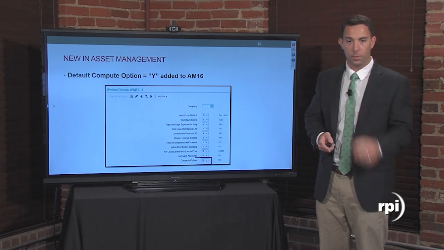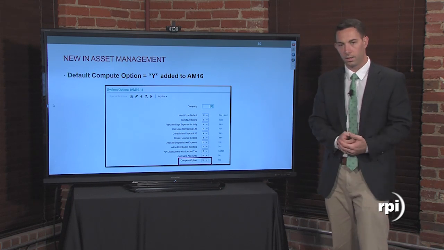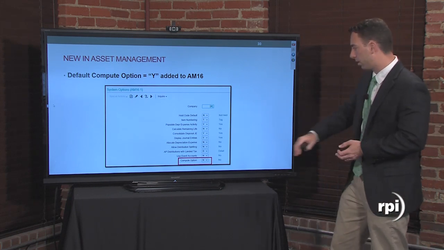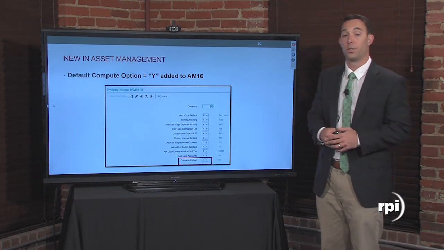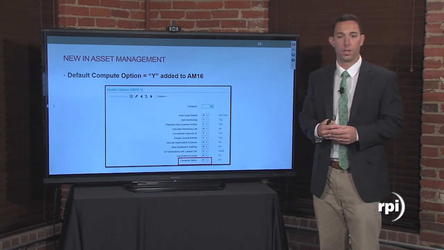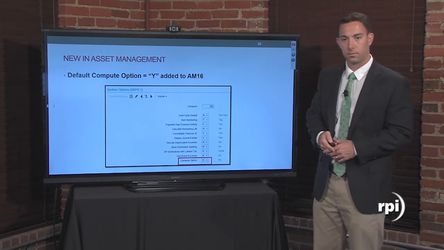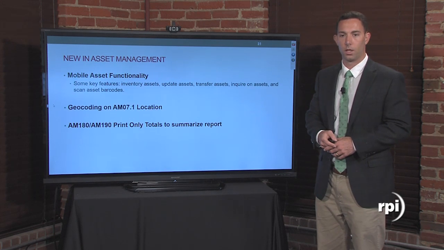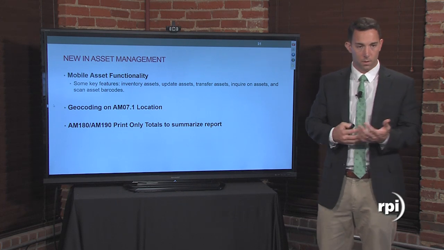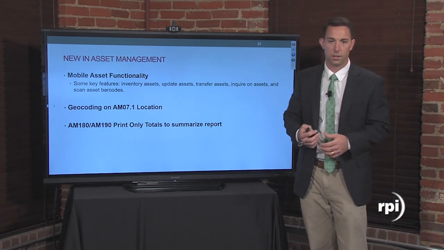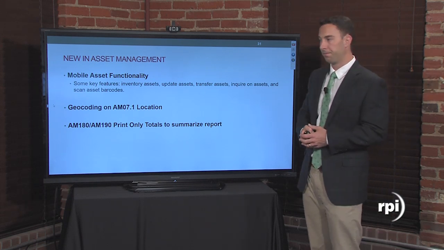All right, there's a compute option on AM16. This is your system setup screen, and this is going to allow you to default yes or no as a compute option onto AM20, your quick addition form for your assets. There's some mobile asset functionality too, so via your smartphone, your iPad, you can inquire on assets, transfer assets, update them, scan barcodes, and things like that.